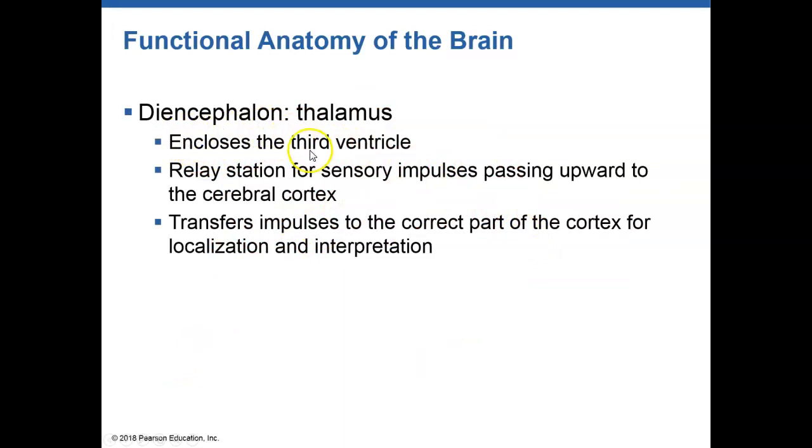The diencephalon encloses the third ventricle. So the ventricles of the brain are where cerebrospinal fluid is produced and moved around. The thalamus itself is a relay station for sensory impulses. It takes information from the environment and it sends it to the proper area of the cerebral cortex for interpretation.